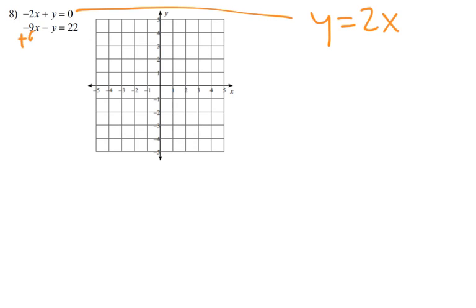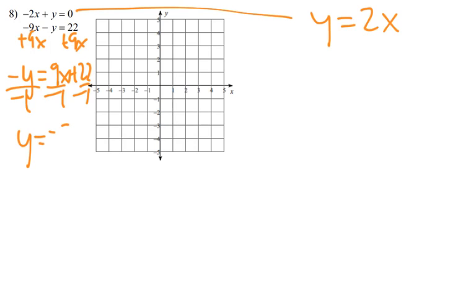Okay? Now if I graphed this, that one we changed and it became y equals 2x, right? This one I would add 9x. Take negative y equals 9x plus 22. Divide by negative 1. I get y equals negative 9x minus 22. Okay? Which is a lot harder to graph, isn't it? Y equals 2x. Start at 0, 0. Up 2 to the right 1. Or down 2 to the left 1.